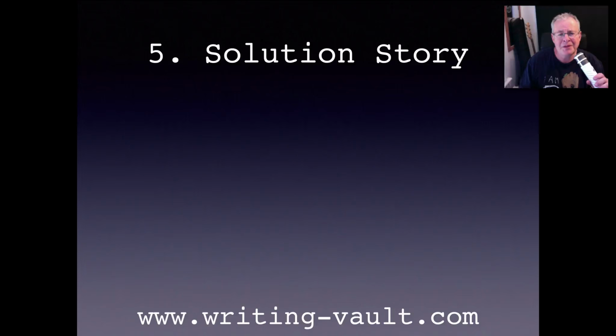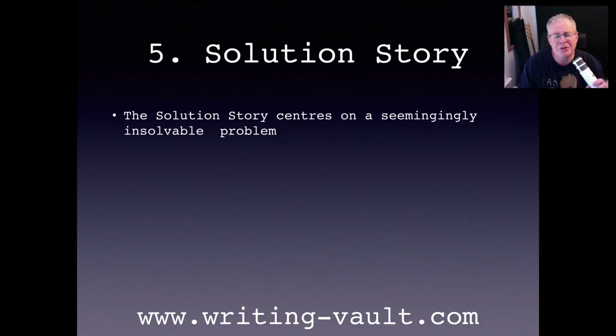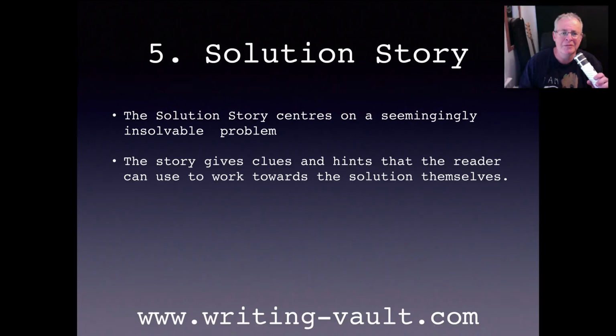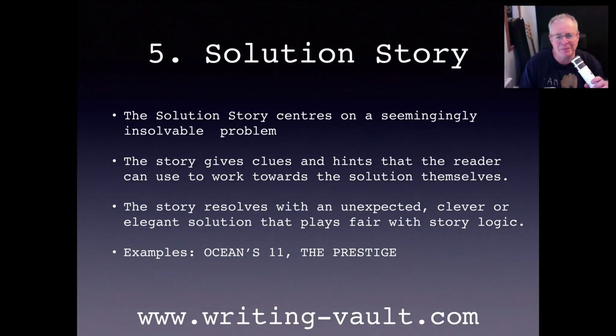The fifth type that Knight identified is the solution story, and the solution story centers on a seemingly insolvable problem. You get clues and hints as the reader that you can use to try and work out what the solution's going to be, but the story usually resolves with an unexpected, clever or elegant solution that still plays fair with story logic. And a couple of film examples, Ocean's 11 and The Prestige.